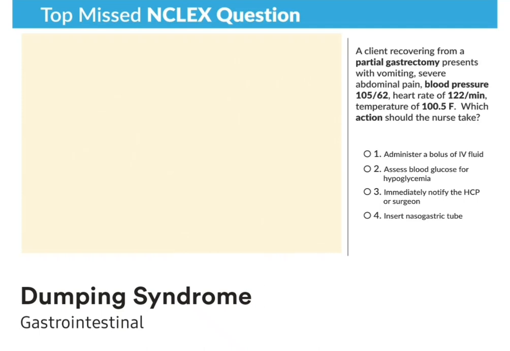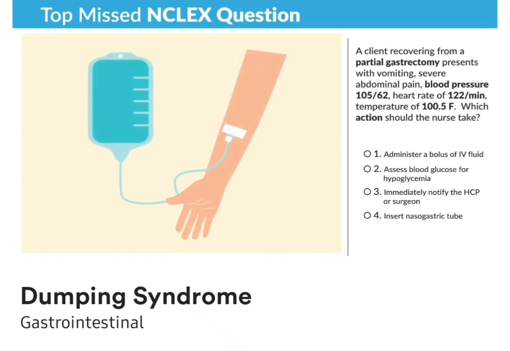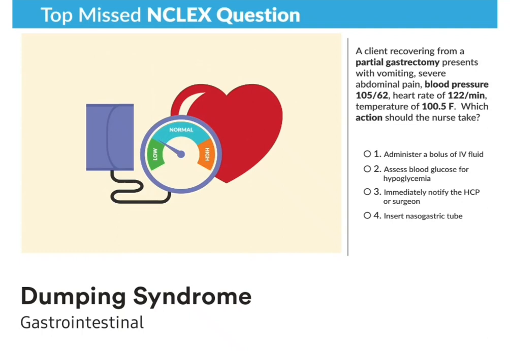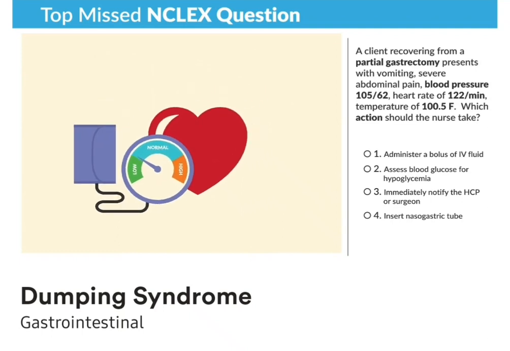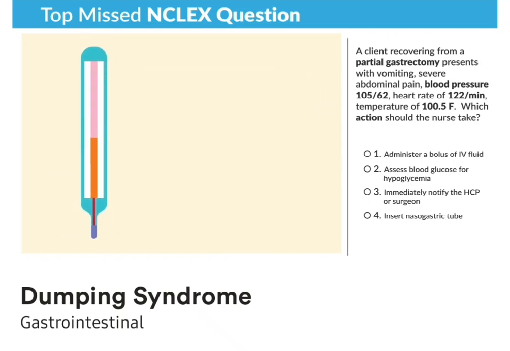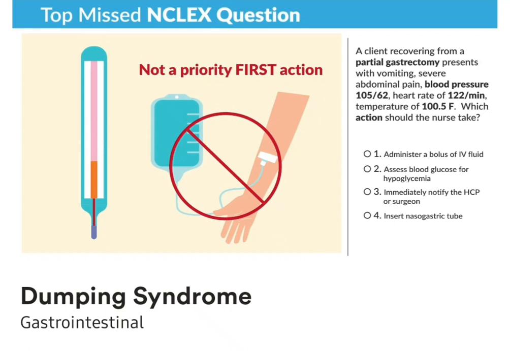So looking at the options here. Option 1, do we administer a bolus of IV fluid? This one can be technically no. Sure, the client is dumping their blood pressure, but it's not too low. The main reason could be from sepsis, that infection in the blood, showing up as that low-grade temperature. Remember, the question is asking the priority action here that the nurse should take.